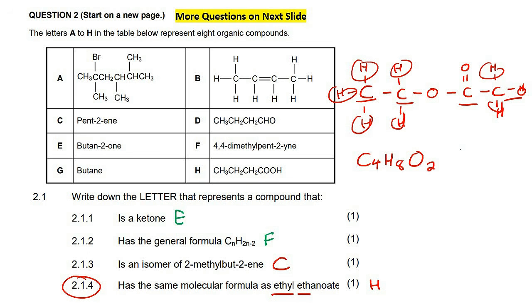So if we had to go look at the molecular formula of this one, in case you're interested, there's 4 carbons, 1, 2, 3, 4, 5, 6, 7, 8 hydrogens, and then 2 oxygens. Look at that, it's perfect.